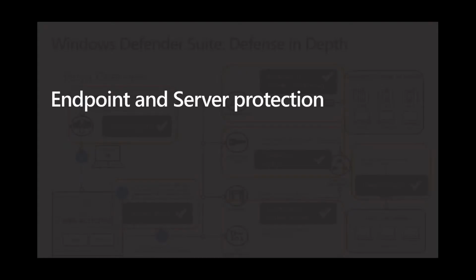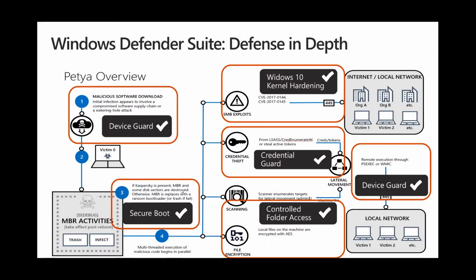Now, if you take a look at the Petya malware that we talked about earlier, and you also look at the different security technology built into Windows 10, and we overlay that, you'll see that we actually could have protected ourselves against Petya had Windows 10 been in the environment with these different features enabled. So as you see here, from actually blocking that malicious software from being downloaded in the first place, could have been protected by Device Guard, Secure Boot to prevent Petya from changing the master boot record, being able to exploit SMB could have been done by kernel hardening built into Windows 10.